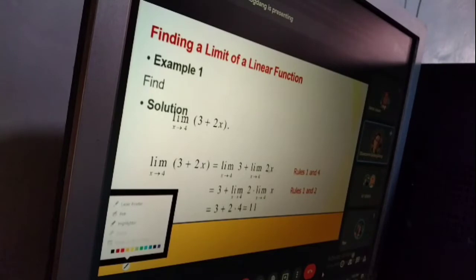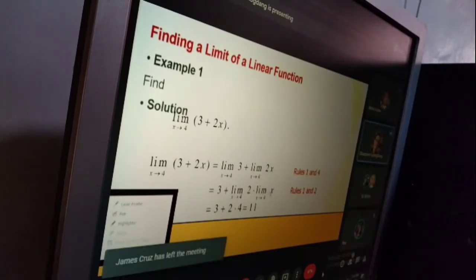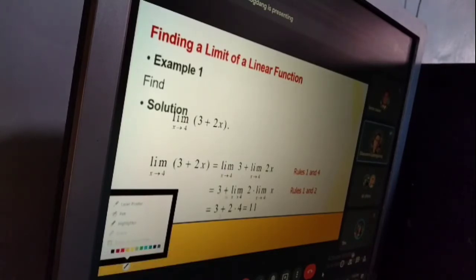Plus the limit of 2x as x approaches 4. This is the product of 2 times x, so we took out the 2 times the limit of x, as x approaches 4. So bring down 3 plus the limit of 2 as x approaches 4, which is 2. Then for the limit of x as x approaches 4, we replace x with 4. So 3 plus 2 times 4. We know we multiply before we add, so 2 times 4 is 8, plus 3 is 11, following the GEMDAS rule.